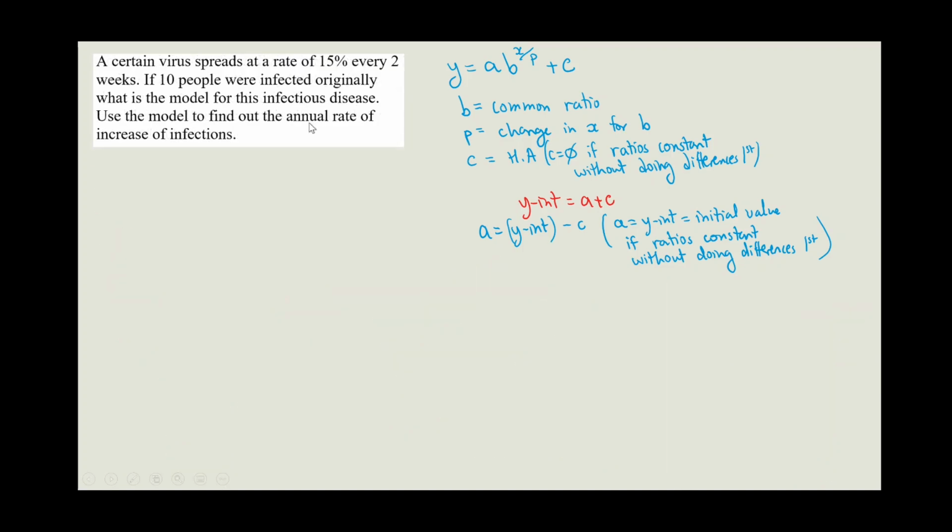Let's do another example. I'm keeping this information here on the side as we do this one. A certain virus spreads at a rate of 15%. Now this is a virus spreading, meaning we're going to have growth instead of decay like the previous question. It says 15% every 2 weeks. If 10 people were infected originally, what is the model for this infectious disease? Use the model to find out the annual rate of increase of infections. So we're going to concentrate on the model part first.